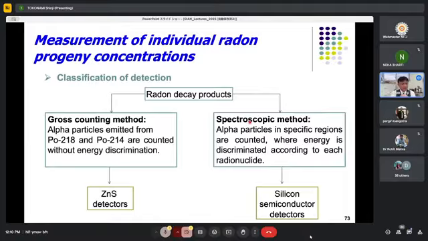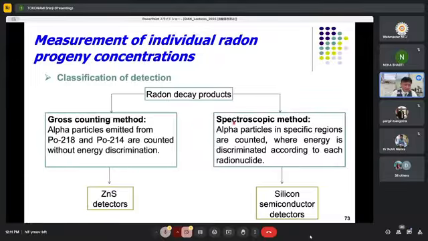So we are moving on to the radon progeny measurement techniques. First, classification of detection. We can classify two methods: the cross-counting method and the spectroscopic method. Alpha particles emitted from polonium-218 and polonium-214 are counted without energy discrimination. Normally, in this technique, we use zinc sulfide scintillation detectors.